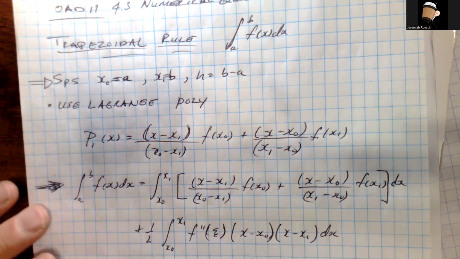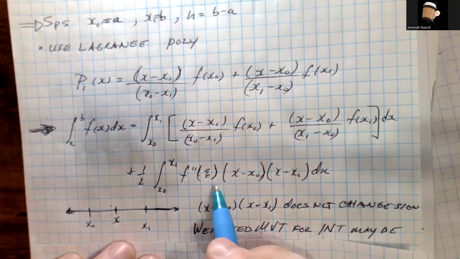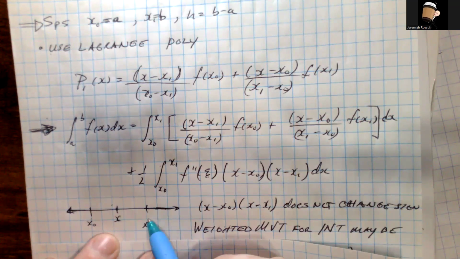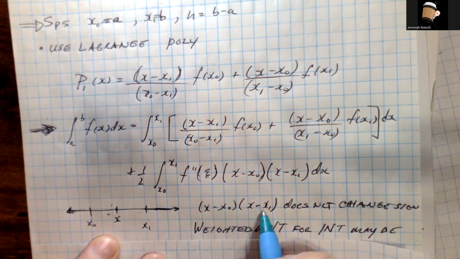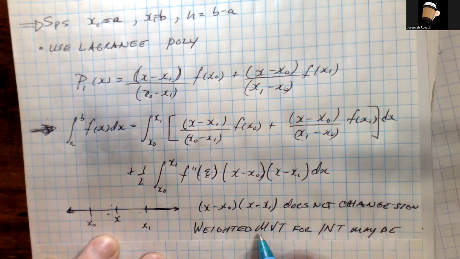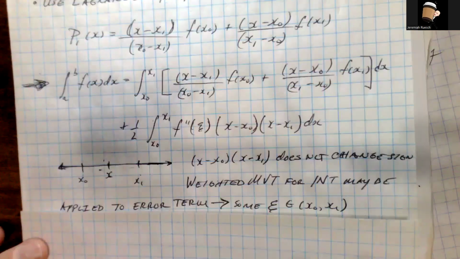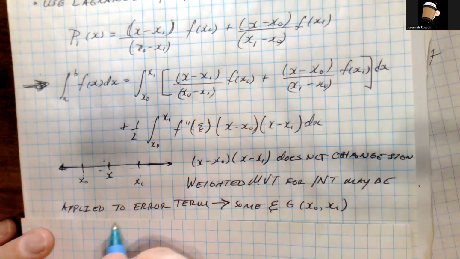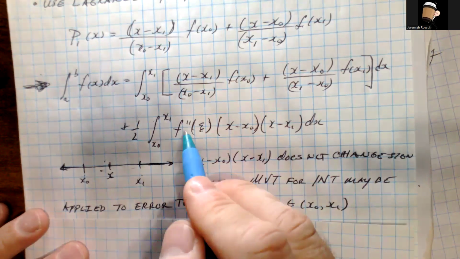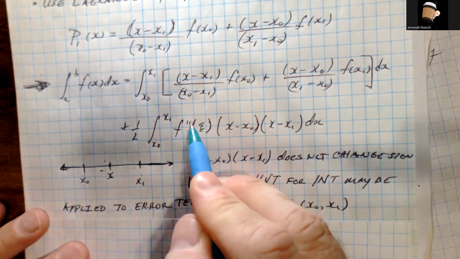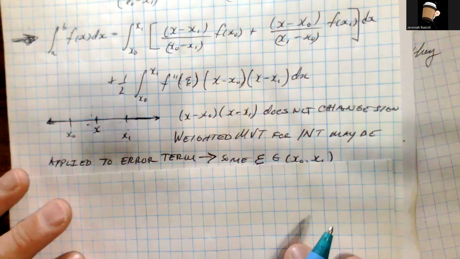So we need to utilize some previous knowledge and recognize that on this interval between x naught and x1, wherever we're at in this range, the product of x minus x naught and x minus x1 doesn't change signs. Okay. And that's really valuable because then we can say, by the weighted mean value theorem for integrals, we can apply this to this error term. So we can utilize this theorem to pull out this function of x in the second derivative and replace it with a constant value.